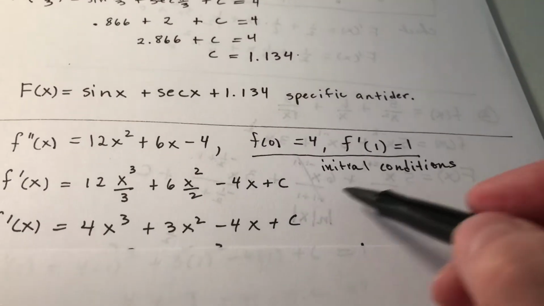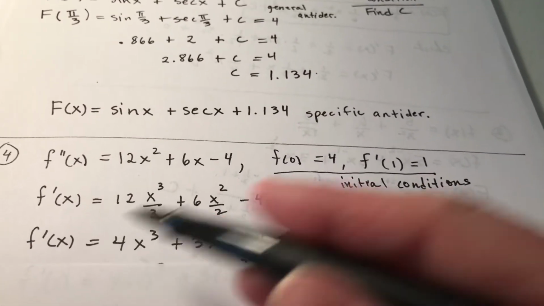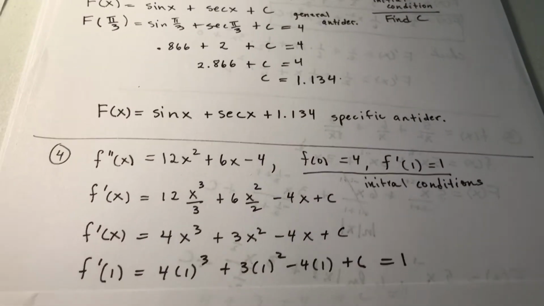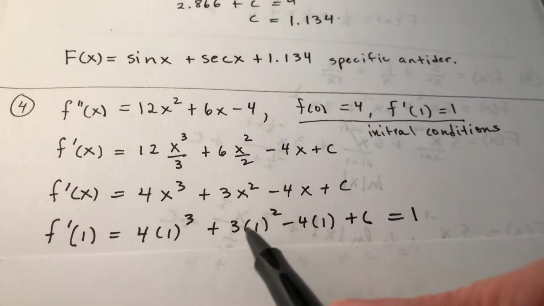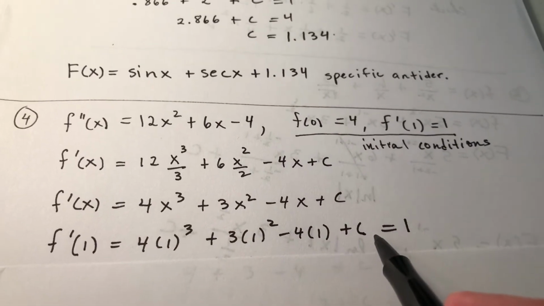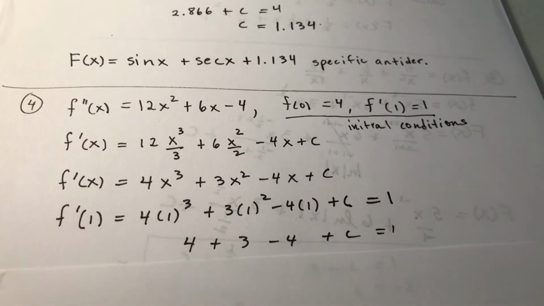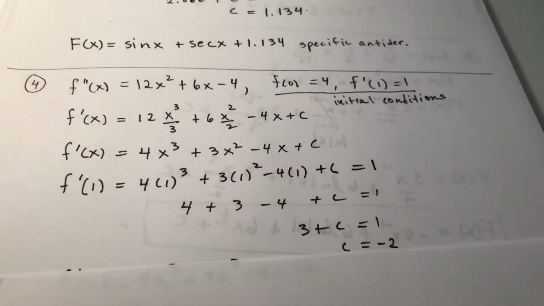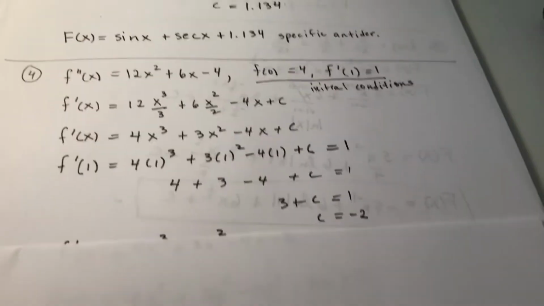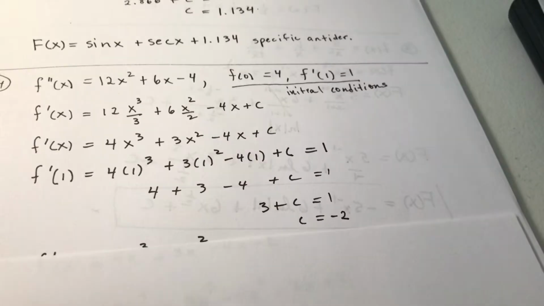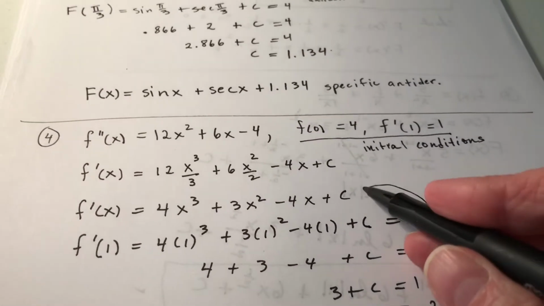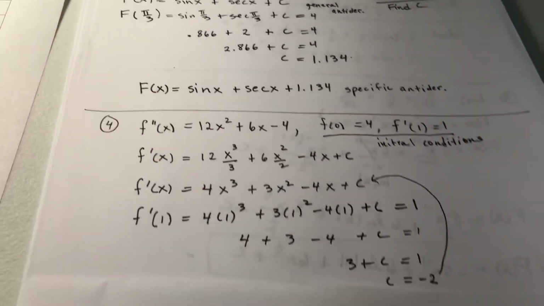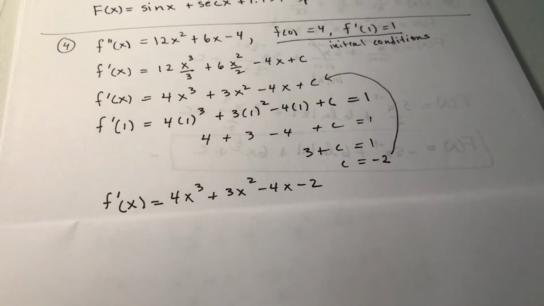And I am going to find this constant by using, this is my derivative, so I have to use f prime of 1 is equal to 1, and that's what I did. I plugged in f prime of 1. So 4 times 1 cubed plus 3 times 1 squared minus 4 times 1 plus c equals 1. And I just did 4 plus 3. And I got 3 plus c, and c is equal to negative 2. I know you can solve for c in that. And because c is negative 2, that is what we put into our equation here for f prime of x.